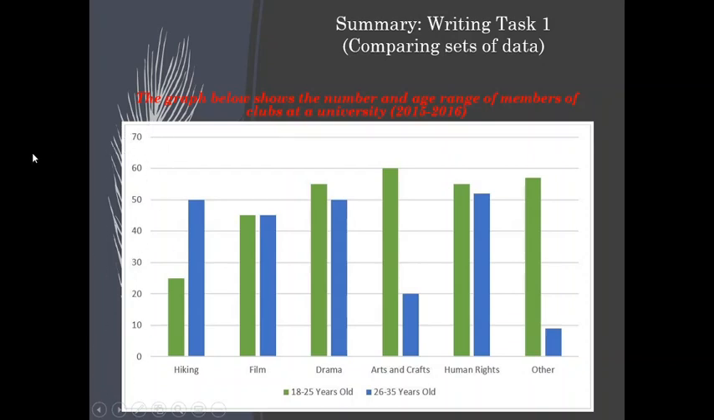Okay, what about on the horizontal axis? We have hiking, film, drama, arts and crafts, human rights, and other. So what are these? These are the clubs, all right? The different clubs. What about the key? This is the key, all right? So we actually have two things here. We have 18 to 25 years old, showing the green bars, and then we have 26 to 35 years old, showing the blue bars.